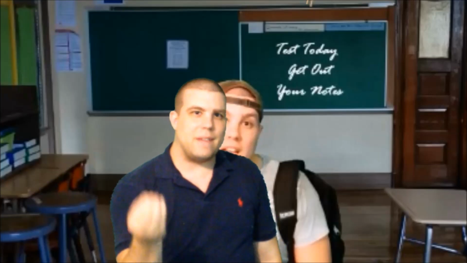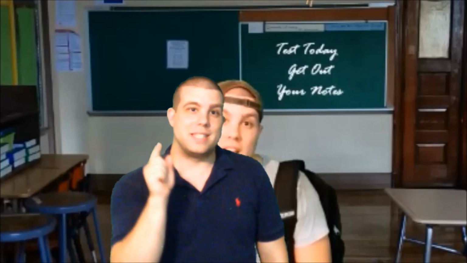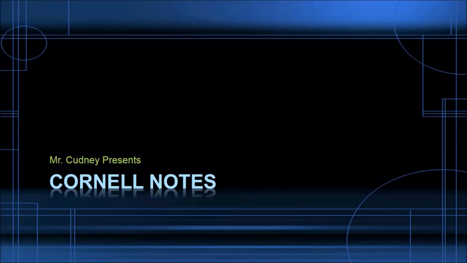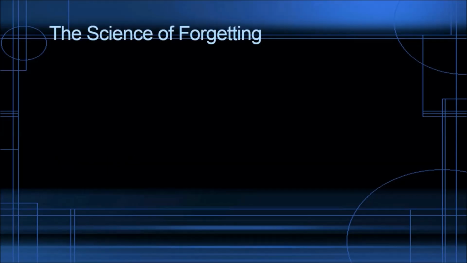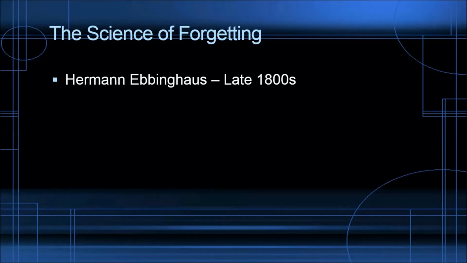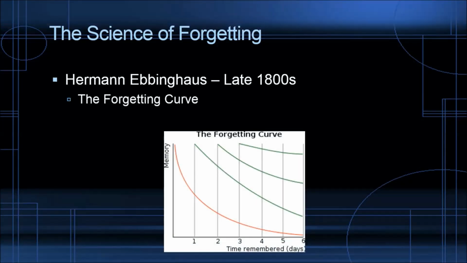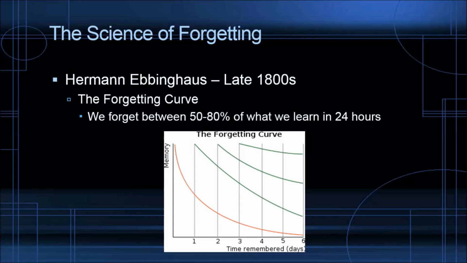Well, if you want to find a way to get your students to retain the information that you've taught them, then stay tuned. Let's take a brief look at the history of Cornell Notes. In the 1800s, a German psychologist named Hermann Ebbinghaus conducted research on memory and the process of forgetting. He discovered a principle we now call the forgetting curve. Ebbinghaus discovered that we lose between 50 to 80% of what we learn after approximately 24 hours.